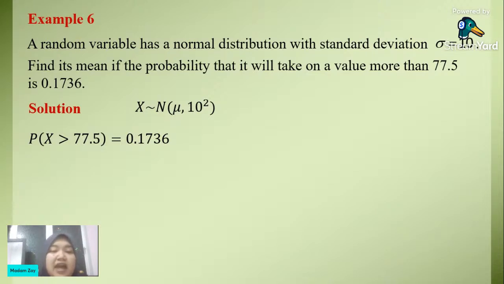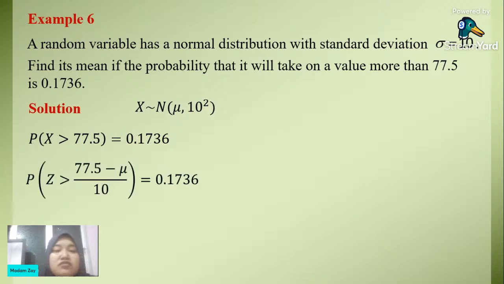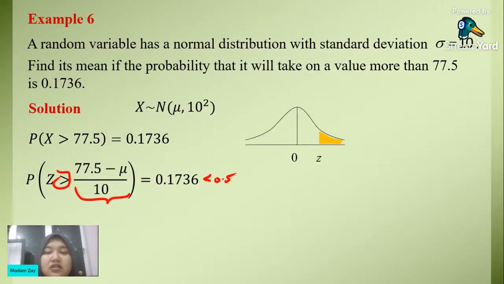So what is this x? The first thing we need to do is to standardize. Standardizing, 77.5 minus mu over 10 is equal to 0.1736. So what is this value of z? Will it be on the right side of 0 or on the left side of 0? Because it's more than and the probability is less than 0.5, it will be on the right side. So this z is on the right side, so we can directly take this value 0.1736 from the table.